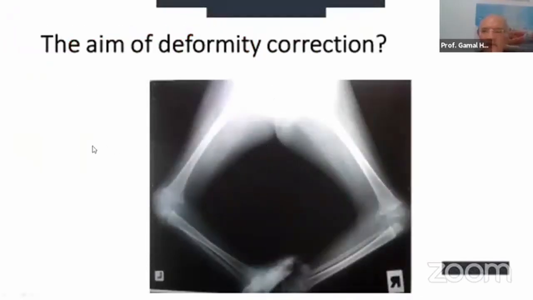What's the aim of deformity correction? Again, look to the books and the literature. The aim of deformity correction is to correct the mechanical axis. This is not true in my mind. It's more, we have to look to the depth of this subject.